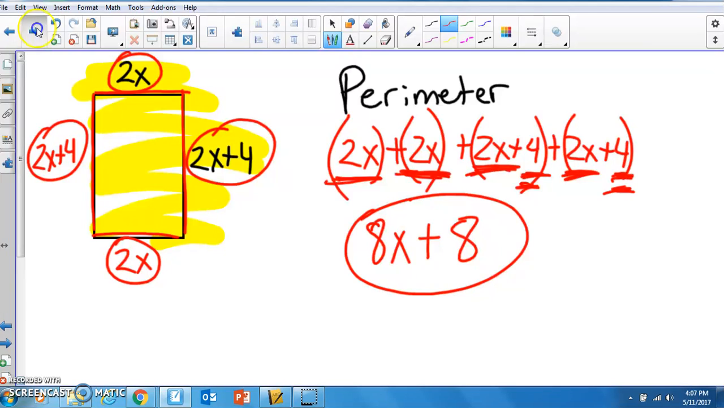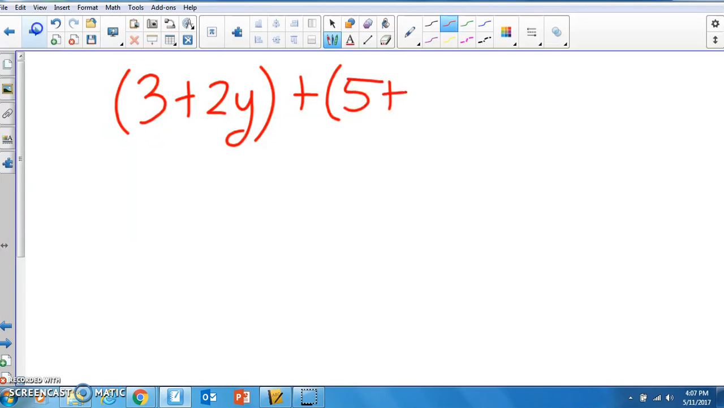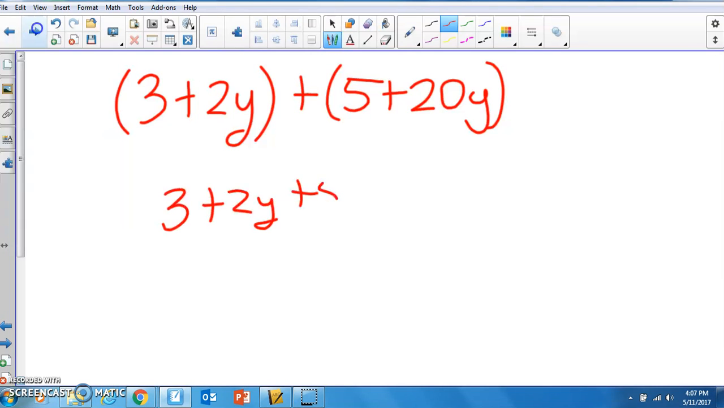All right, let's take another example. Let's just say we have 3 plus 2y plus 5 plus 20y. And this is kind of like the perimeter problem. We just have some terms being added together. Now, I could take the parentheses off, and if I wanted to take the parentheses off, it would look something like this. Don't let the parentheses confuse you.